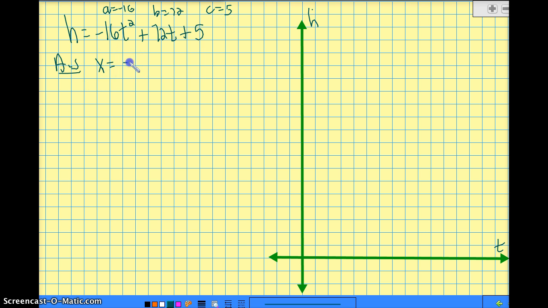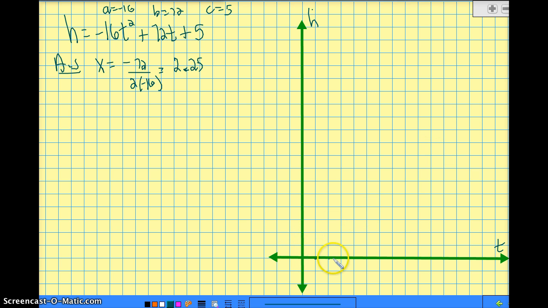So x equals negative b divided by 2 times a. So that's negative 72 divided by 32, negative, it's going to come out to a positive 2.25. So that's the time. Okay, so I'm going to draw my line at 2.25.